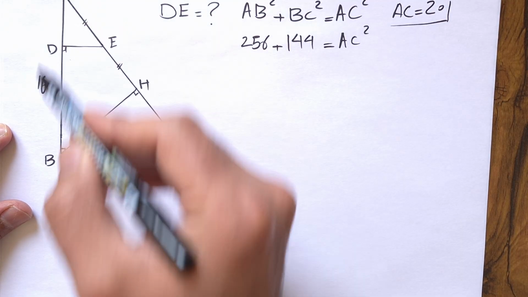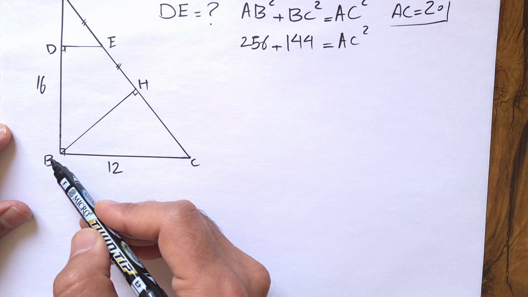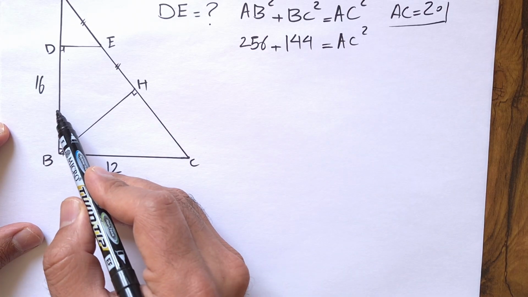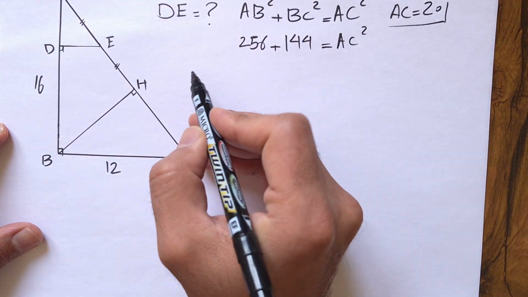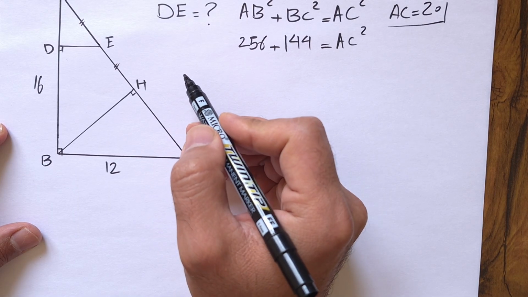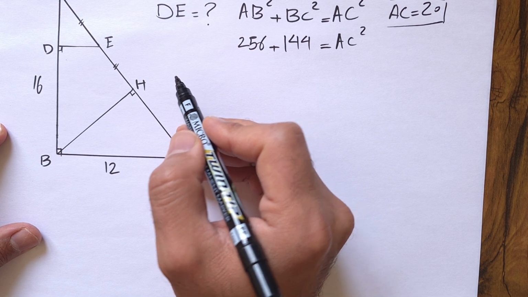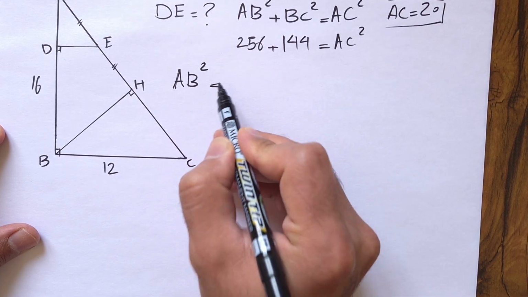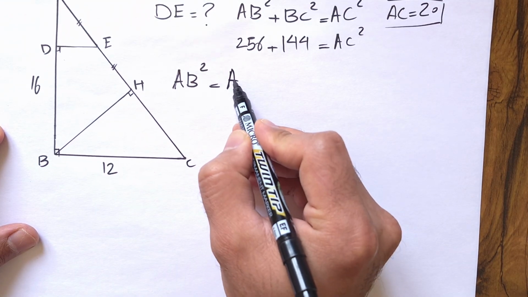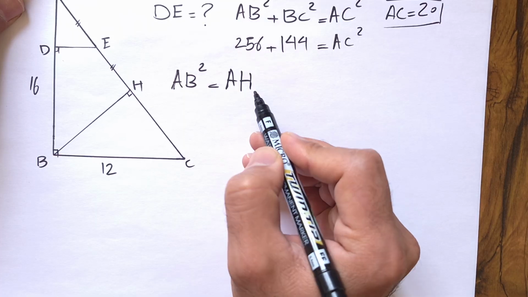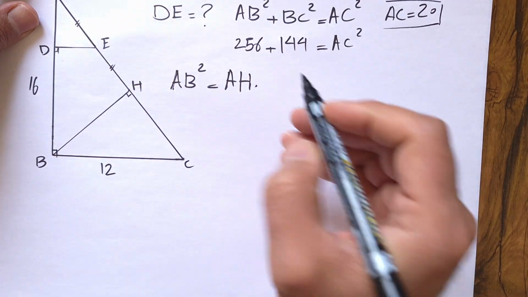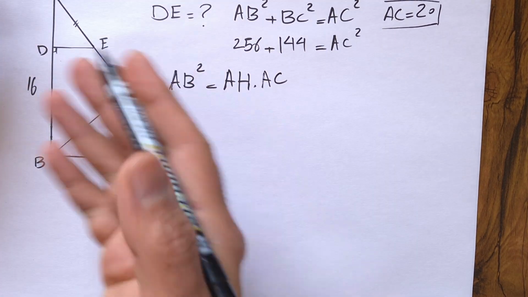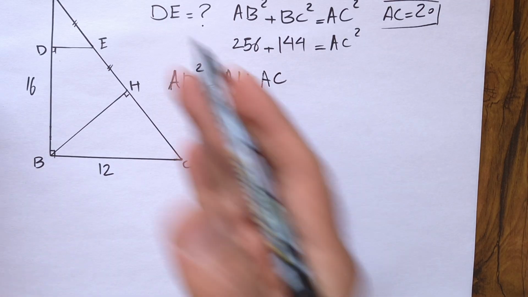So we can say AB squared, so one of the legs, AB squared equals AH, which is the segment close or adjacent to the leg itself, times the whole hypotenuse. So let me just write it down here. It's, I think, called the altitude or height theorem in a right angle triangle. So we can say AB squared equals AH, or the segment which is adjacent to that leg, times AC, or hypotenuse. So let's just substitute. Now we can find AH and then just work it out all the way through DE.